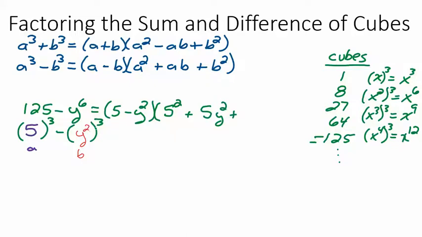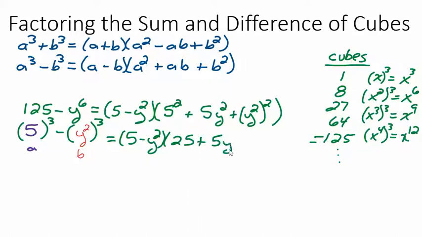and my b value is y squared, and I have to square that. B squared, and b is y squared, okay? So your final answer, if you write it out, would be 5 minus y squared times 25 plus 5y squared plus y to the 4th. All right? Okay, let me show you one more.